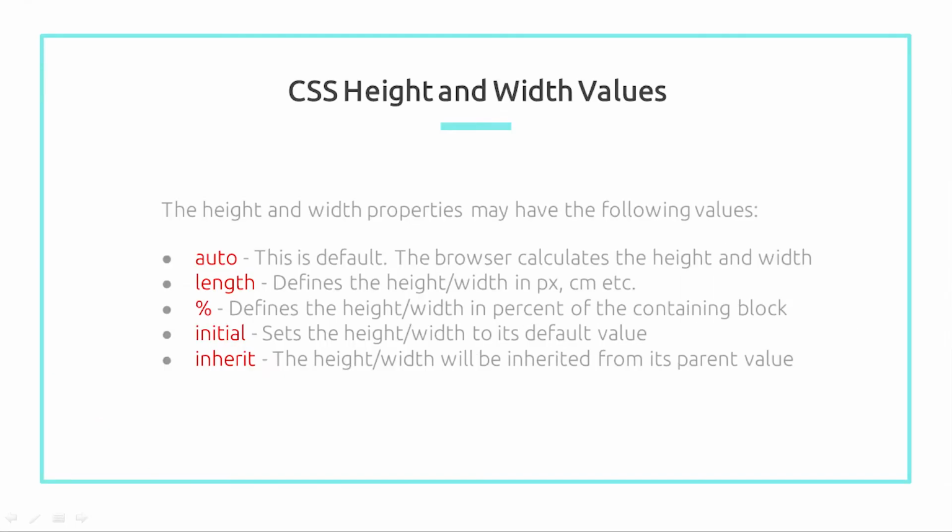CSS height and width values. The height and width properties may have the following values. Auto, this is default. The browser calculates the height and width. Length defines the height and width in px, centimeters, etc. % defines the height and width in % of the containing block. Initial sets the height and width to its default value. Inherit, the height and width will be inherited from its parent value.